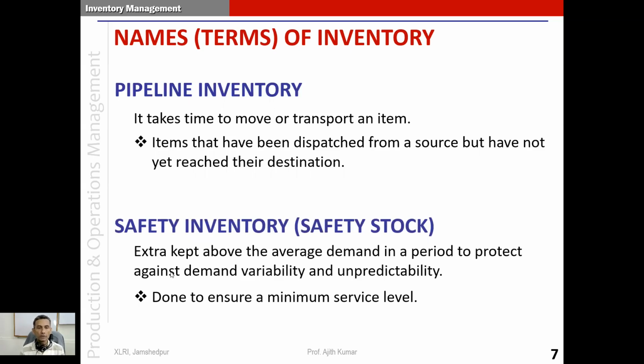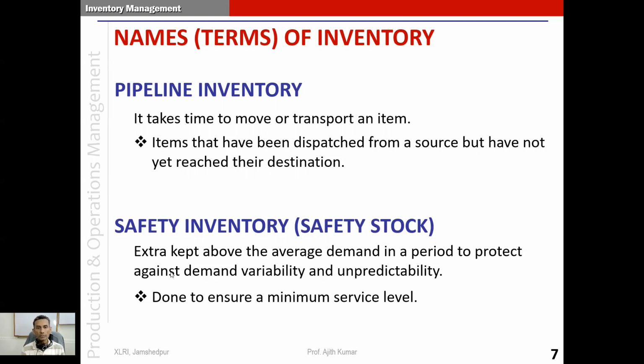The next term is called safety inventory or safety stock. So safety stock or safety inventory is not the same as buffer inventory. Sometimes people confuse between the two. Safety inventory is a very specific term that refers to the extra that we keep above the average demand that we anticipate in a given period of time, so as to protect against variability and unpredictability. So it is done to ensure a minimum service level.